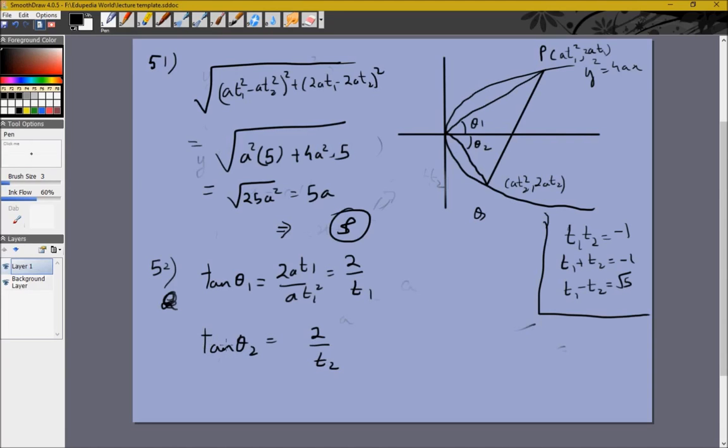Right. What we need is tan of theta 1 plus theta 2. We already know what that is: tan theta 1 plus tan theta 2 by 1 minus tan theta 1 tan theta 2.